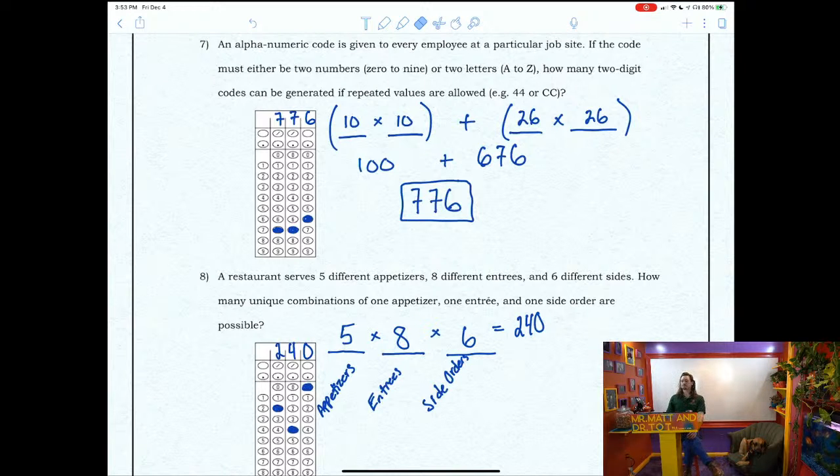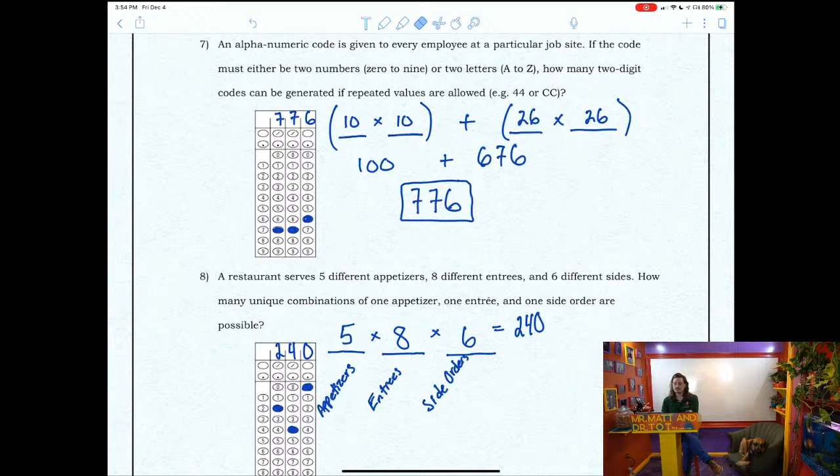So 7, we're making codes here that are either 2 numbers, 0 through 9, or 2 letters, and they also tell us that repeated values are allowed. So we could have a code like 44 or CC. So when repetition is allowed, that's a combination. If repetition is not allowed, if you can't use the same number or letter twice, then that's a permutation. And that just affects the numbers that you choose to multiply with.